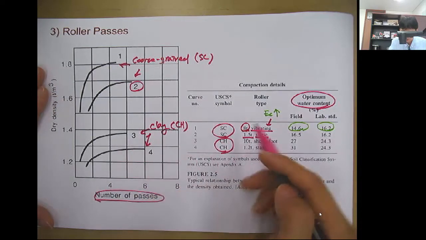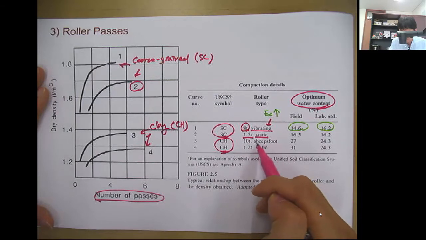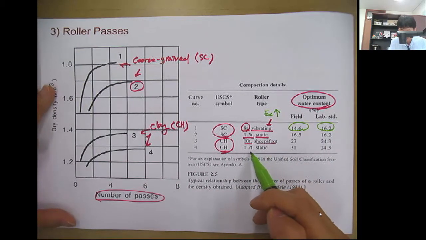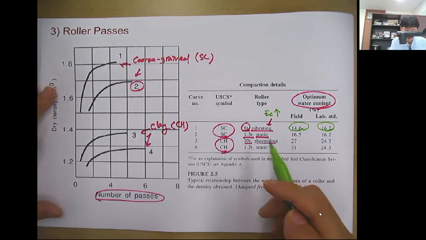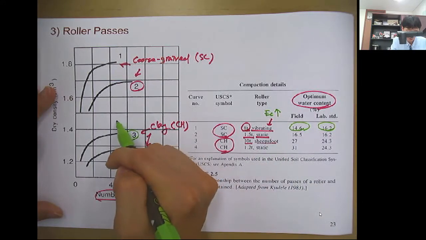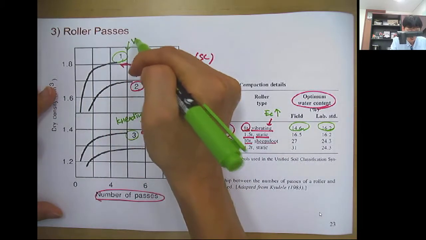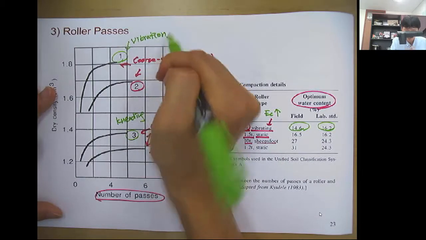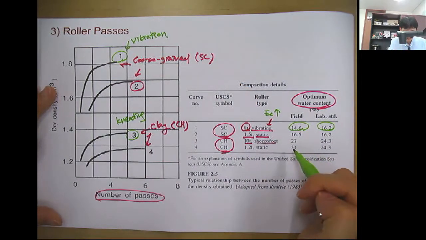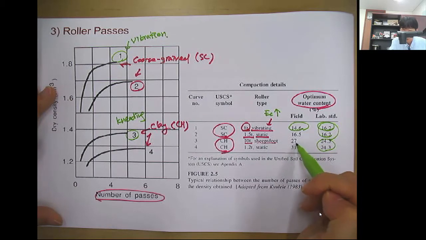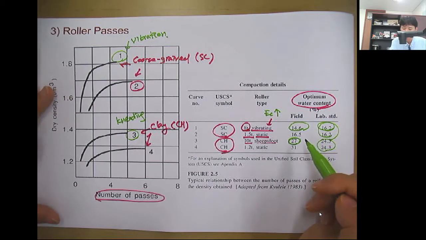And 3 and 4, so 3 has a kneading effect with the sheep foot and 10 ton, so it's much heavier and has the kneading effect. And curve 4 is just a normal static and 1.2 ton, so it's a lighter drum, so it has no kneading, and this has the vibration. And even though in the standard Proctor test the optimal water content is similar, okay? But in the lab, the optimal water content was much smaller in the case you apply the higher compactive effort.